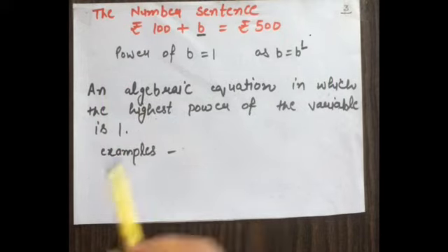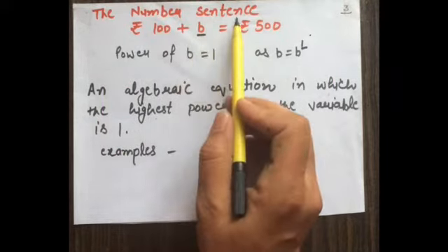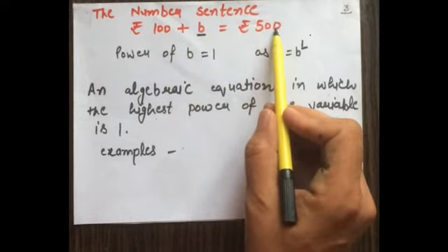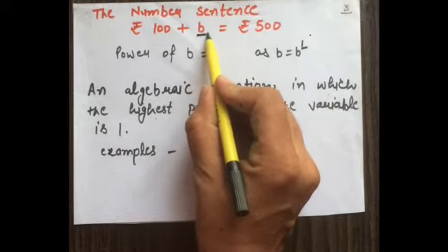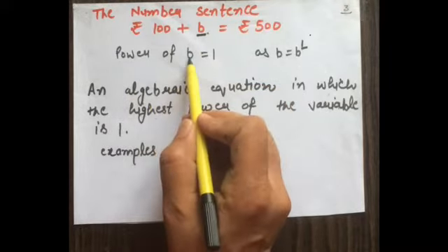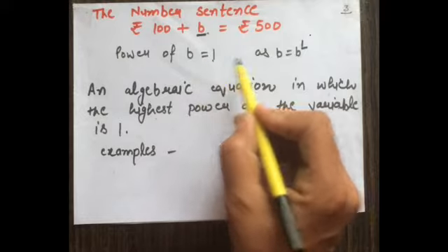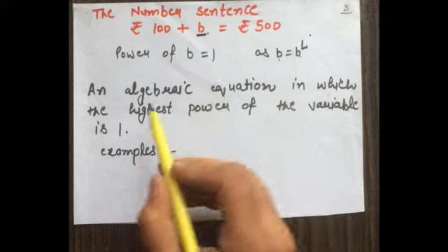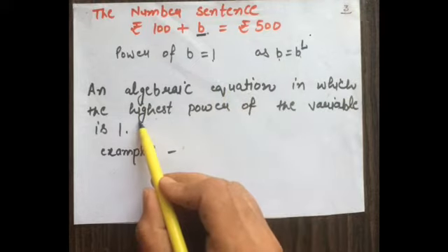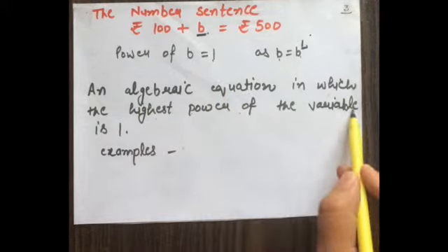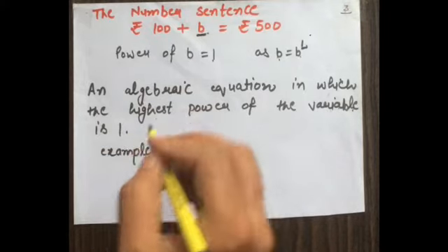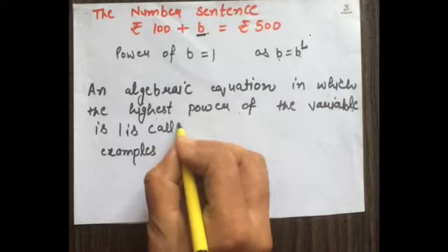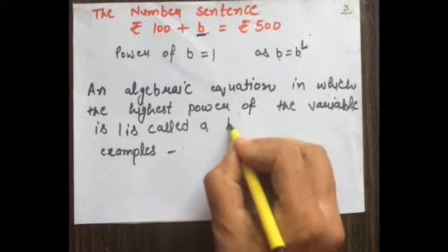In our first problem, we have framed a number sentence: rupees 100 plus B is equal to rupees 500. Now here B was the variable and the power of B is equal to 1, as B means B raised to power 1. So an algebraic equation in which the highest power of the variable is 1 is called a linear equation.